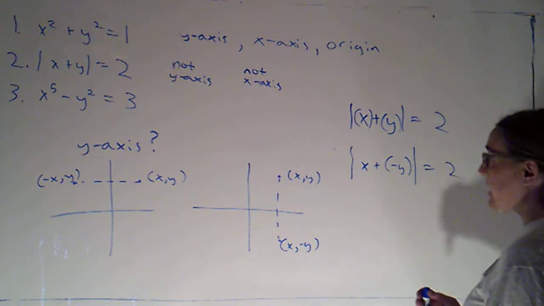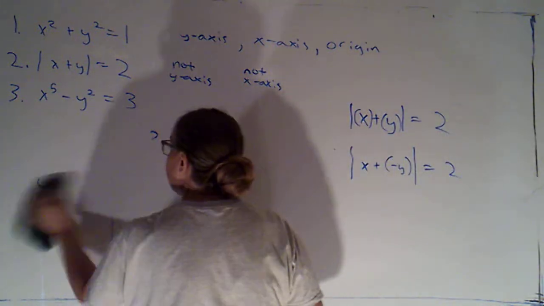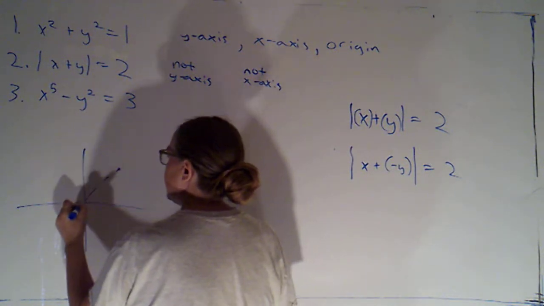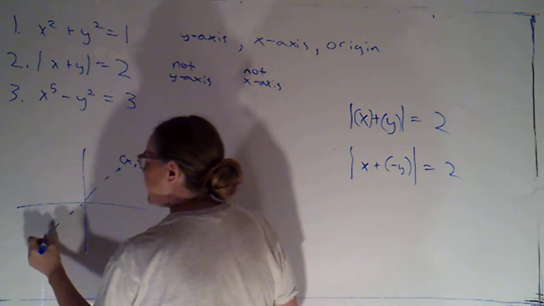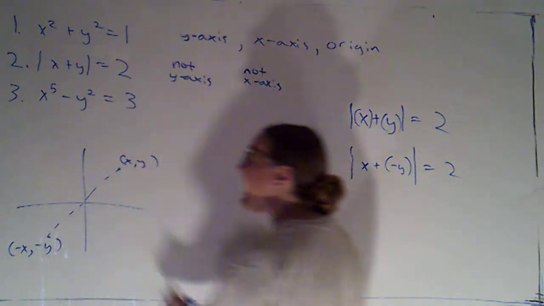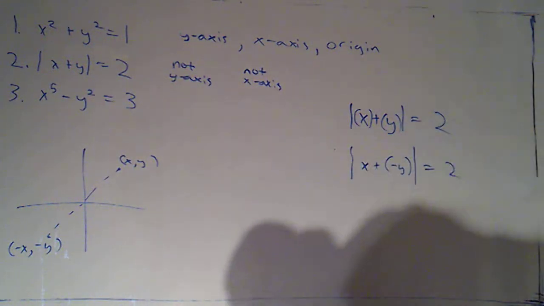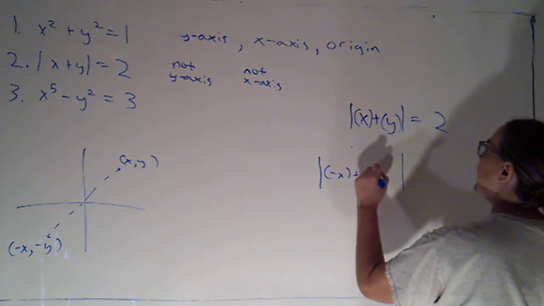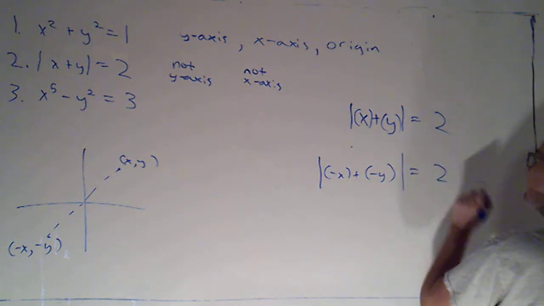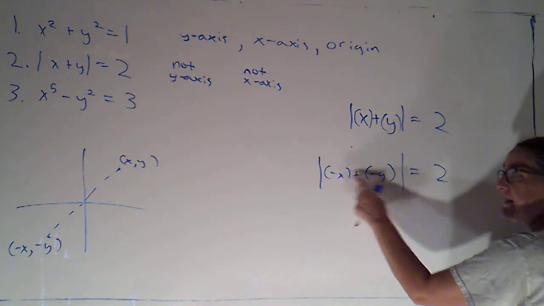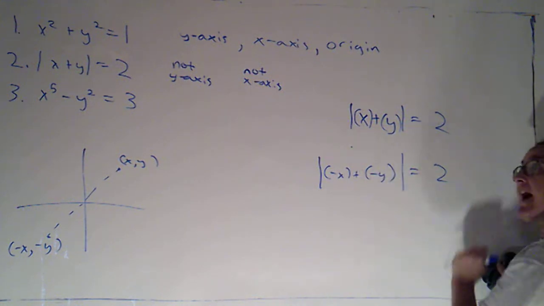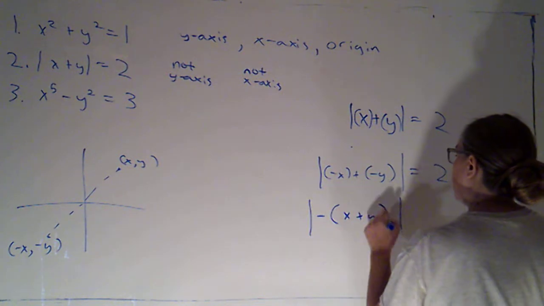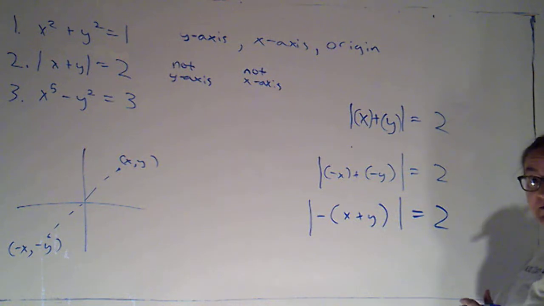Now, let's check about the origin. Remember, if we're looking about the origin, a point xy would see its mirror image on the other side, and that's going to have the opposite x and the opposite y value. So, if I replace x with the opposite of x, and I replace y with the opposite of y, now here, since there's a negative sign in both terms, I could factor that out. I could say that's the absolute value of the opposite of x plus y equals 2.